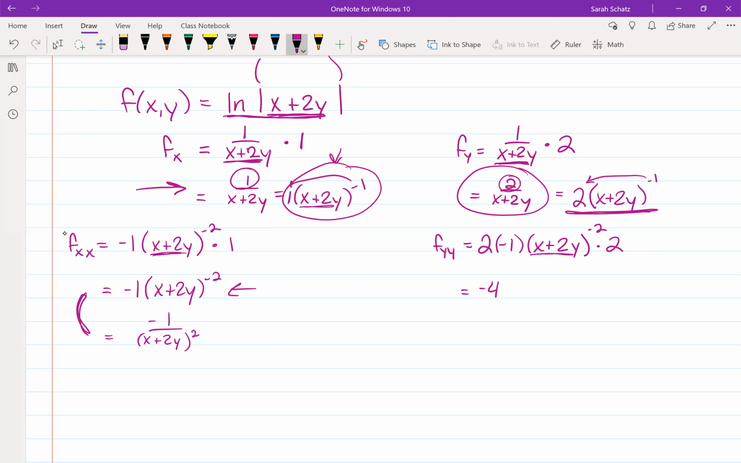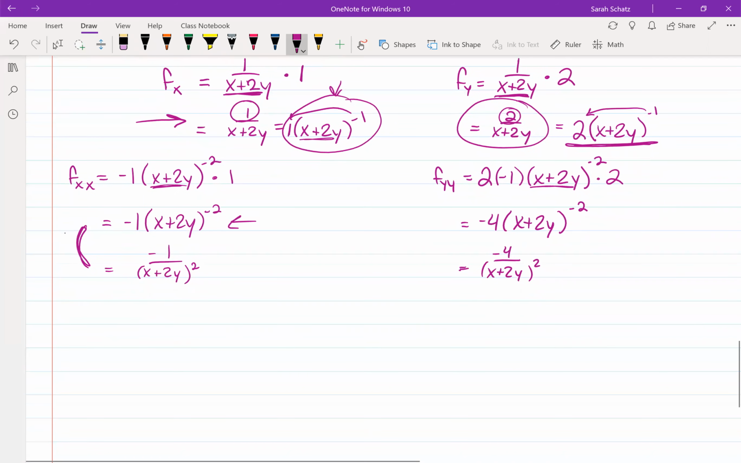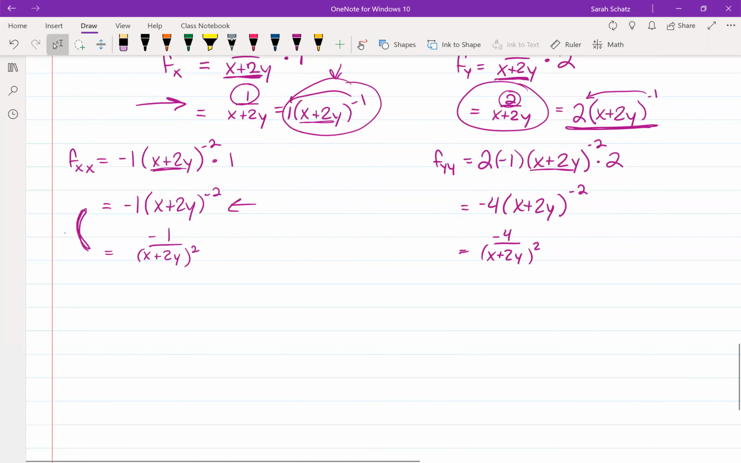So I end up with -4 times (x plus 2y) to the -2. Remember, I could write that as -4 over (x plus 2y) squared. If you wanted to write it like that, that would be fine too. But either way, that's what it would be. So there's my first two second order partials. Let's find the last two.